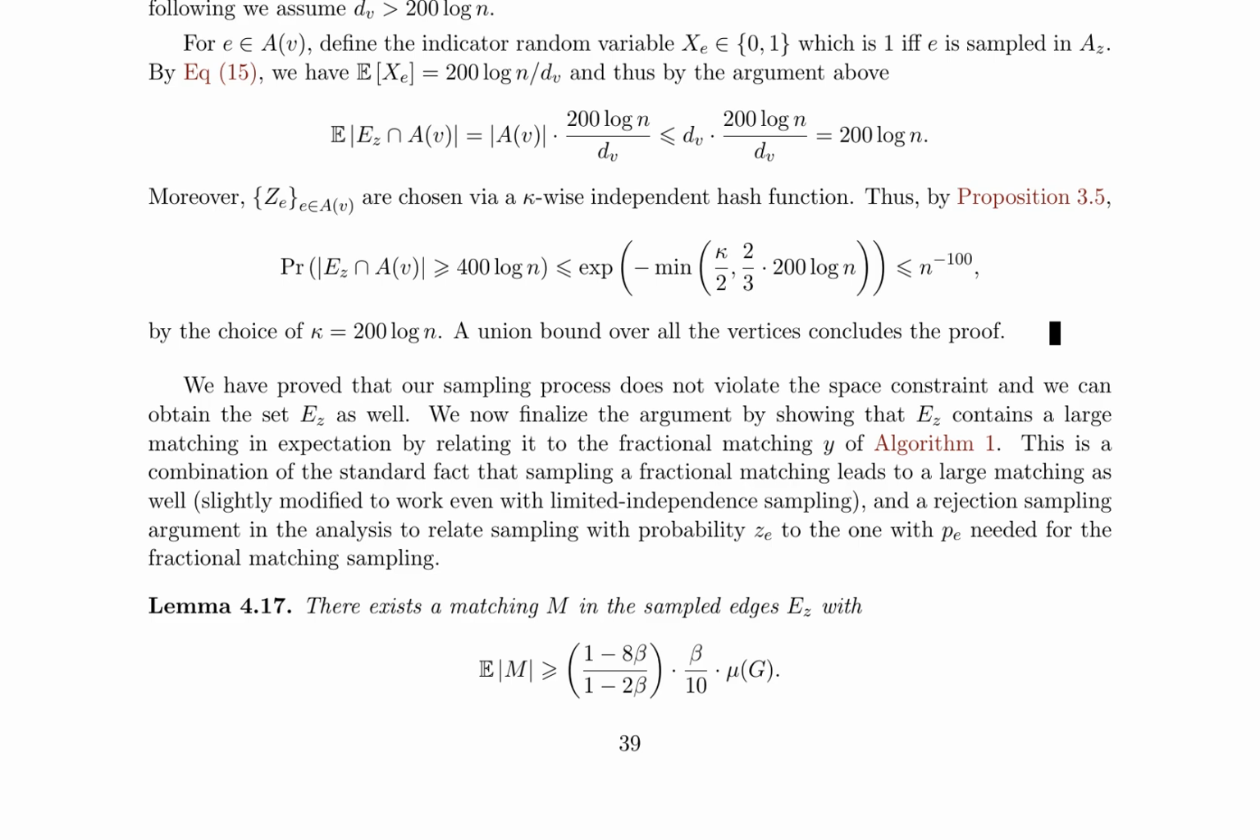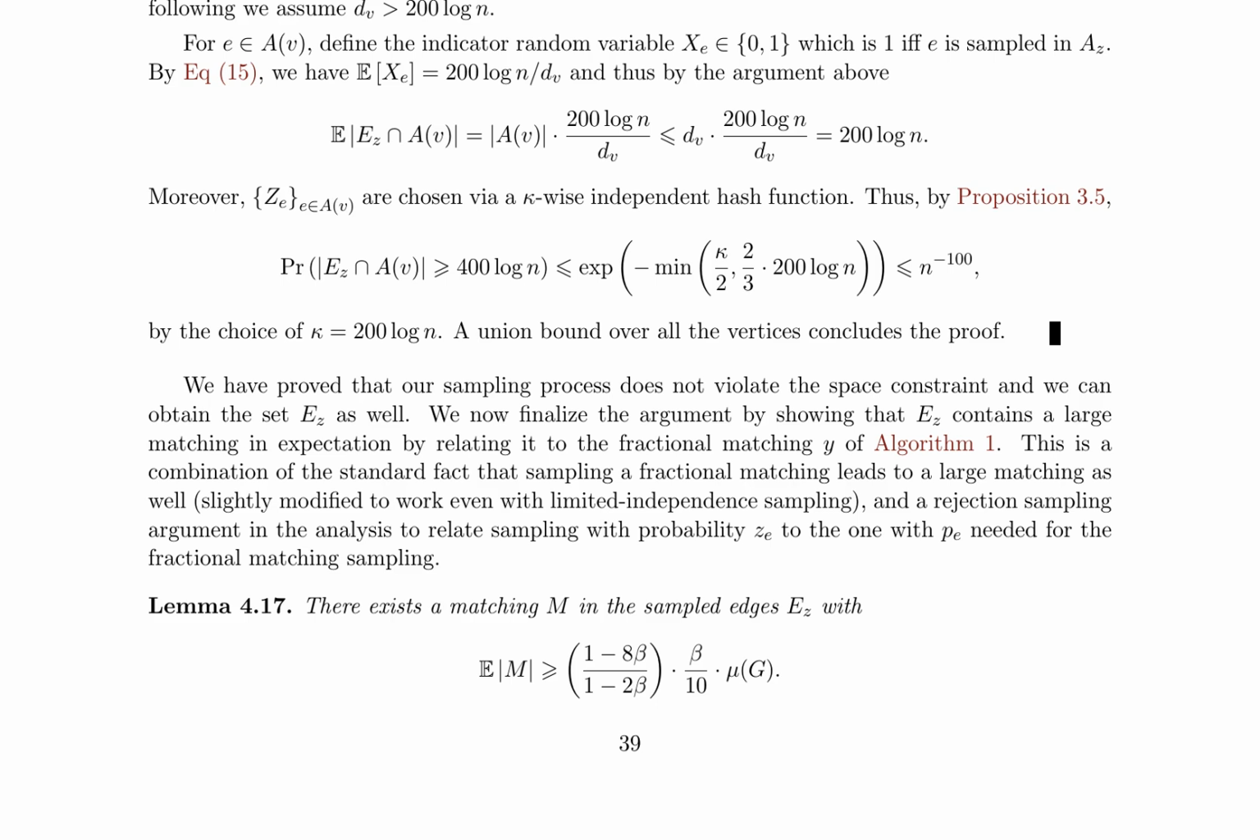The authors show that E[z_e] equals 200 log n / d_v, where d_v is the degree of v at the time it is settled, and use this to bound the expected size of E_z intersection A_v. By applying a concentration inequality, they show that the probability of E_z intersection A_v being larger than 400 log n is exponentially small.